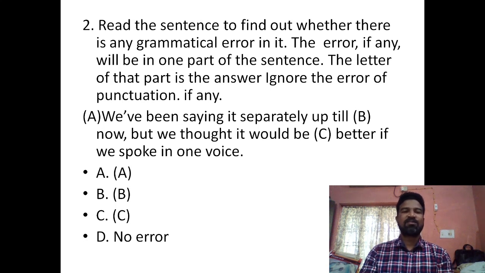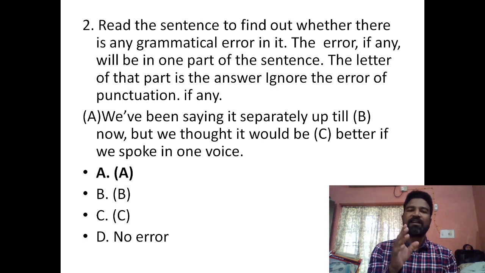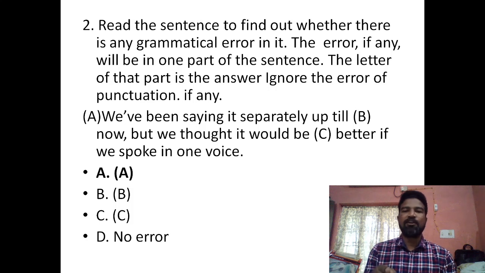So this question is all about spotting the error. The error is in part A of the sentence: We have been saying it separately up till now. It should not be up till; it should be until now, or till now, or up to now. But it's not up till now. We don't have such expressions. Therefore, the error is in part A of the sentence. The answer is option A.